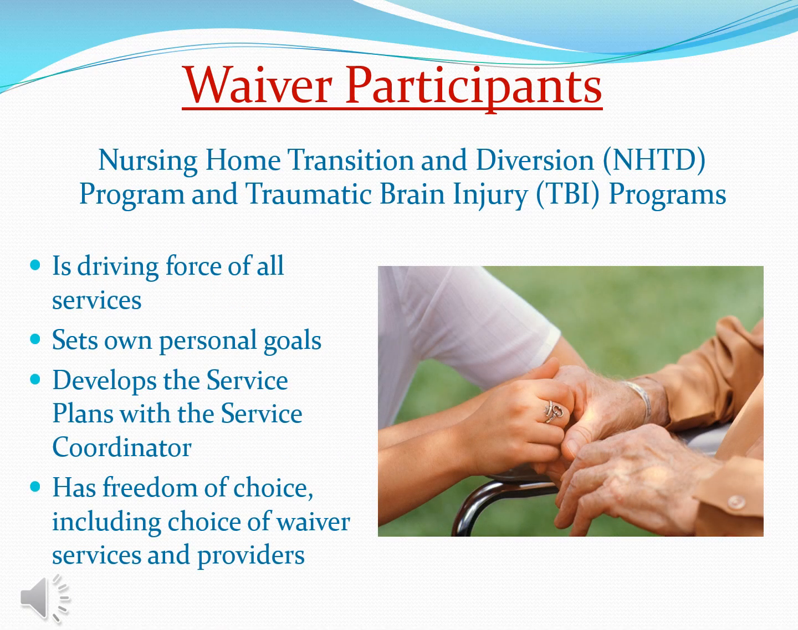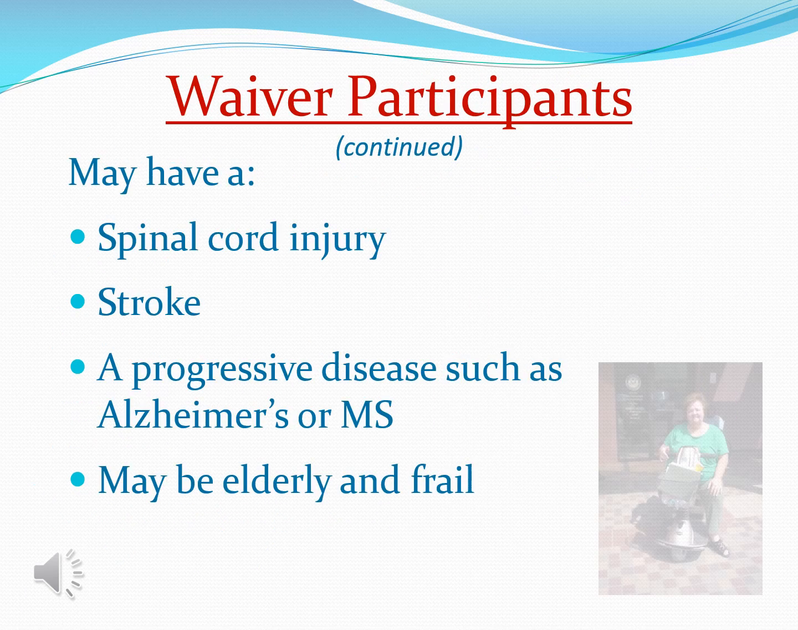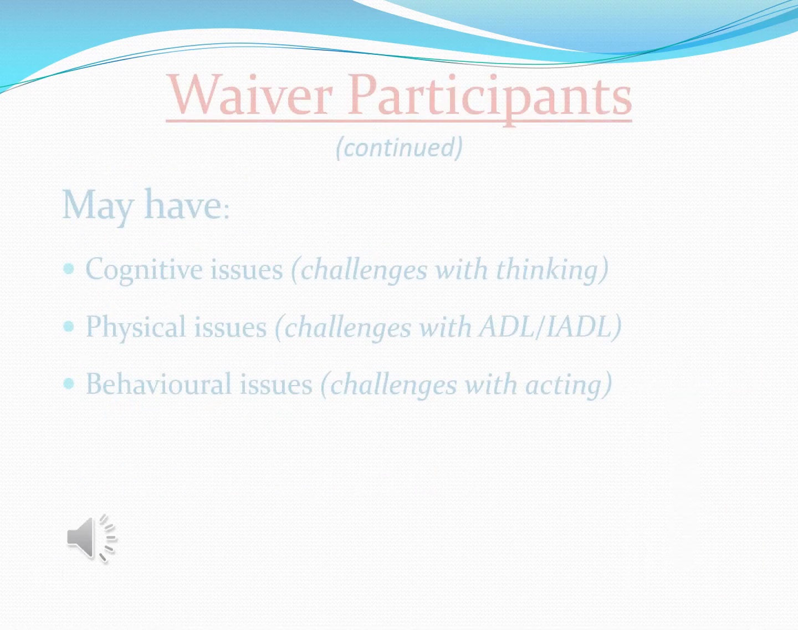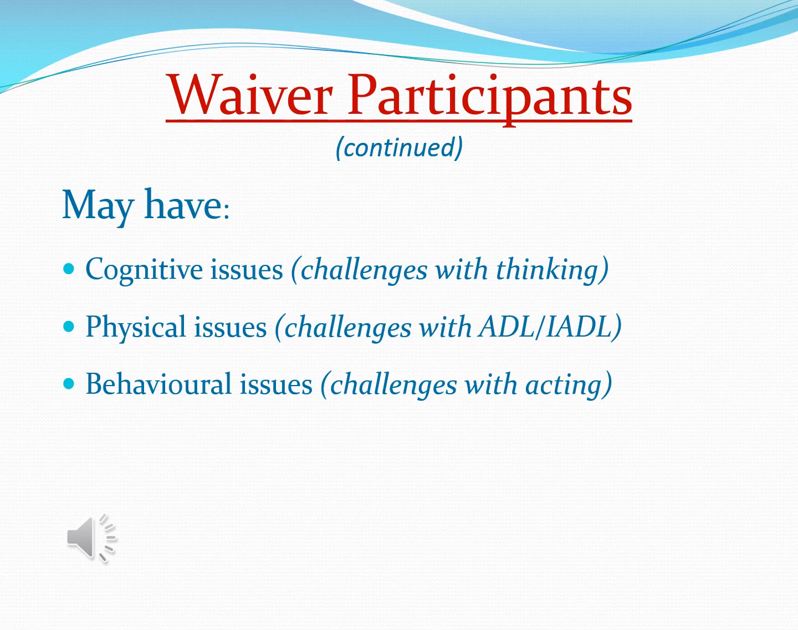Waiver participants. Nursing Home Transition and Diversion, NHTD, program and Traumatic Brain Injury, TBI, programs. The participant is the driving force of all services, sets their own personal goals, develops the service plans with the service coordinator, and has freedom of choice, including choice of waiver services and providers. Waiver participants, continued. They may have a spinal cord injury, stroke, or a progressive disease such as Alzheimer's or MS, or may be elderly and frail. They may have cognitive issues, challenges with thinking; physical issues, challenges with ADL/IADL; or behavioral issues, challenges with acting.